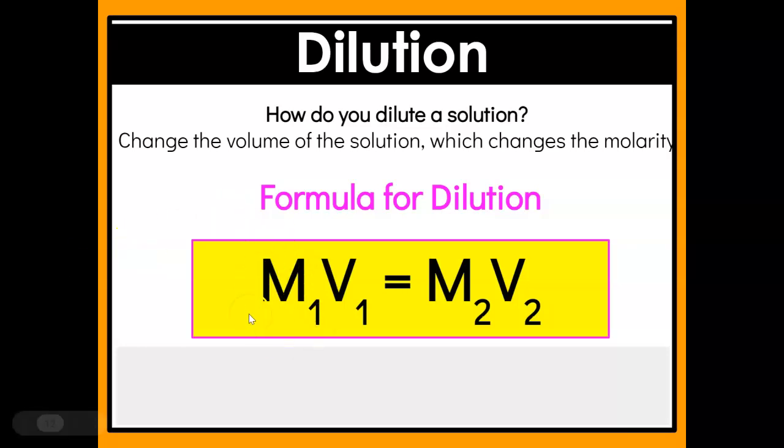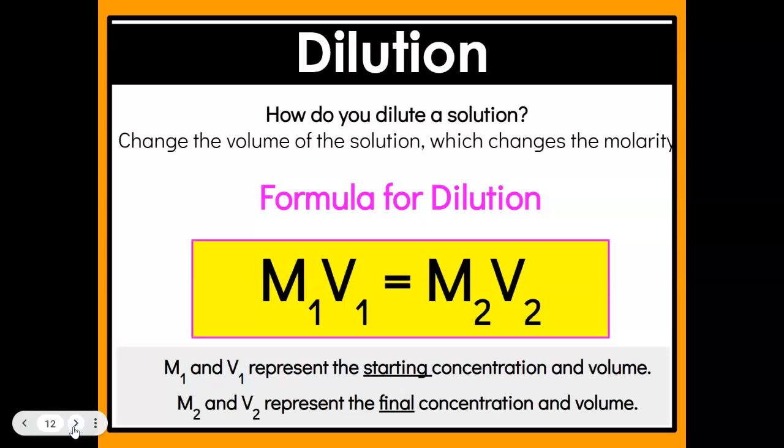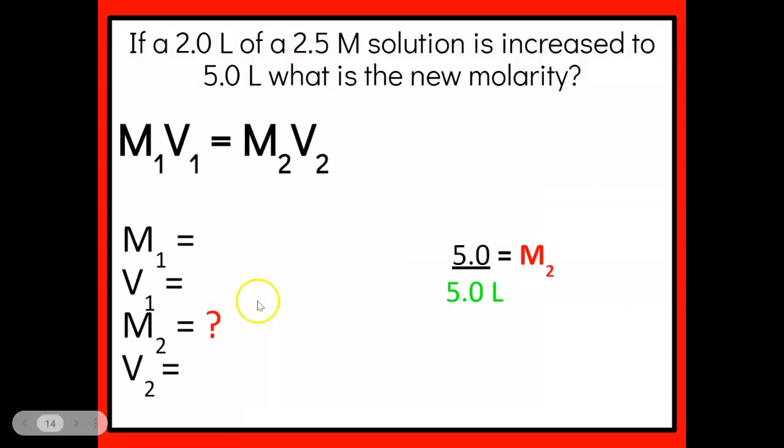So M1 is going to be your molarity of your first solution. V1 will be the volume of your first solution. M2 will be the molarity of the second solution. And V2 will be the volume of the second solution. Okay? So those are the starting concentrations and volumes, M1 and V1, and then M2 and V2 are the final concentrations. Okay? If you need help with dilution problems, there's a video embedded in these slides that you can watch. Okay? But let's take a look at some examples here together.